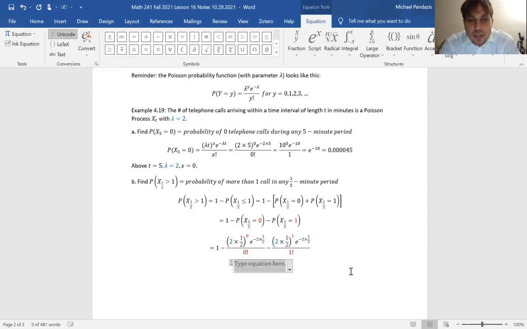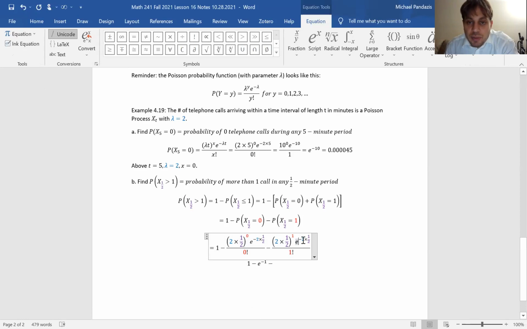Okay, and so now you just compute this. So this is 1 minus 2 times 1/2 is 1. 1 to the 0 power is 1. 0 factorial is 1. This is e to the -1. Okay, and then minus the other term. 2 times 1/2 is 1. 1 to the first is 1. 1 times anything is this. So the numerator is that. The denominator is 1 factorial, which is 1. So the whole thing boils down to that value.